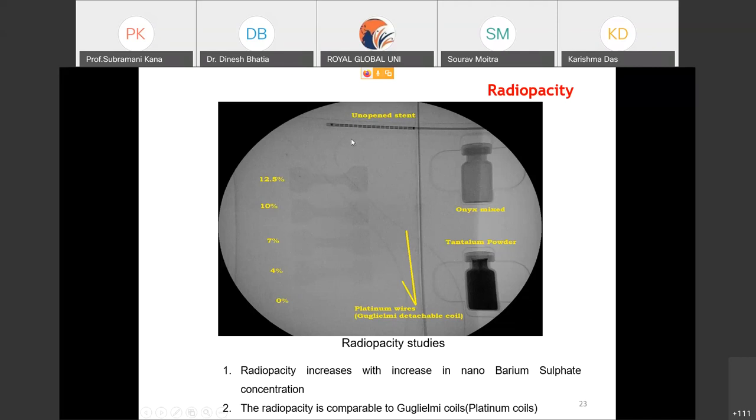And this is a platinum wire, which is used for the aneurysm coil. This is the liquid onyx, and this is the solid embolic material. Sometimes the onyx and the tantalum will be mixed together.